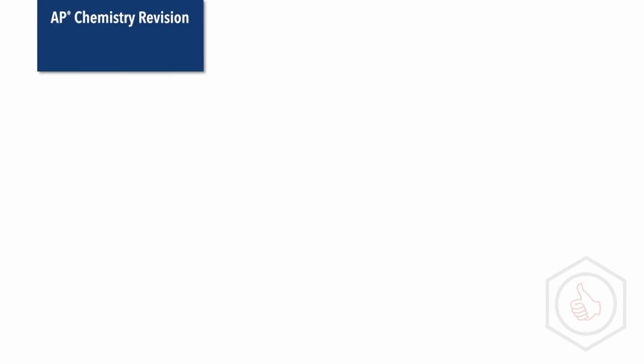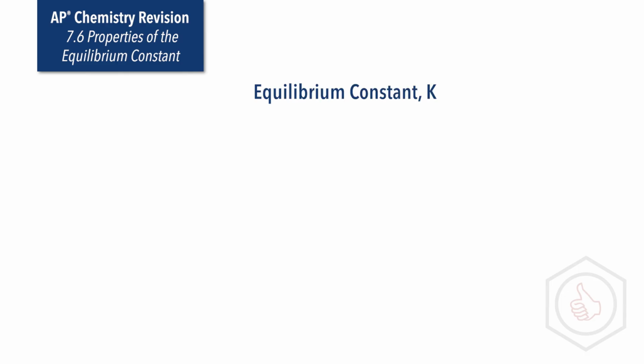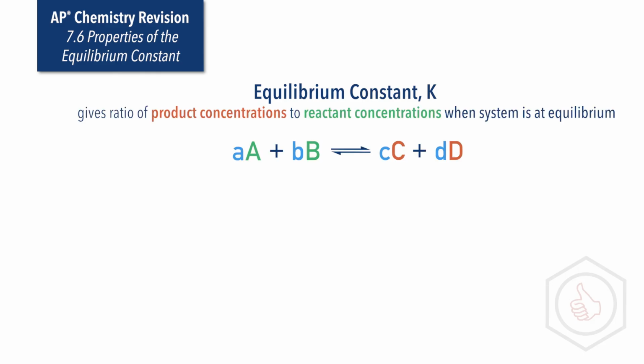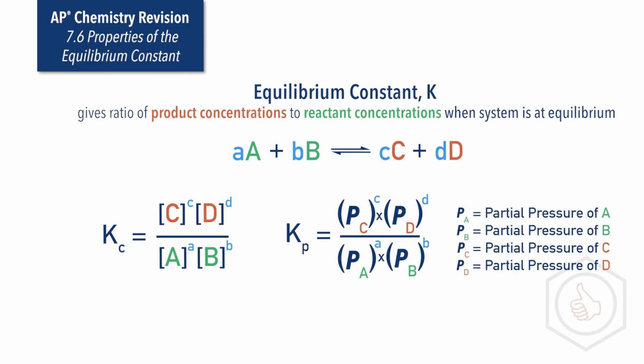Hello, so this is a revision video for AP Chemistry 7.6, Properties of the Equilibrium Constant. The equilibrium constant K is a value that indicates the ratio of product amounts to reactant amounts in an equilibrium system, Kc referring to concentrations and Kp referring to partial pressures.